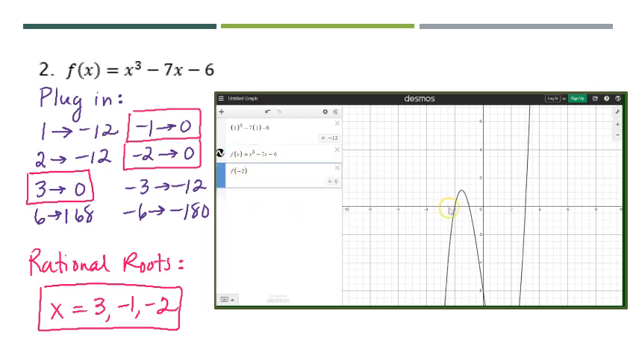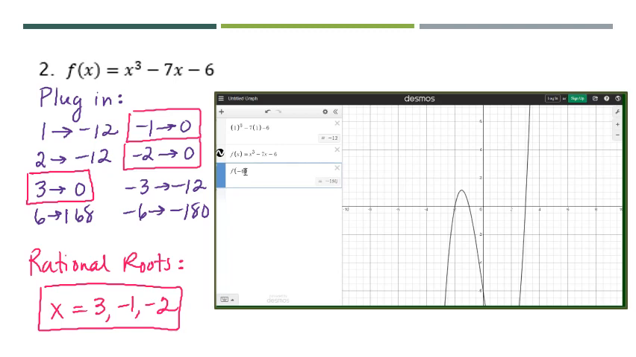-2 also gives me a 0. Here's where it is on the graph. So you can actually really see all 3 of these zeros on the graph. And then if I plugged in -3, that gives me -12. And finally, -6 gives me -180.